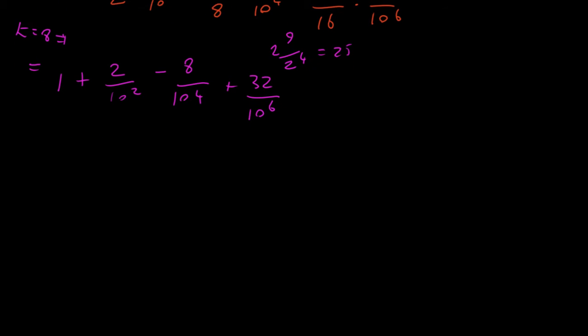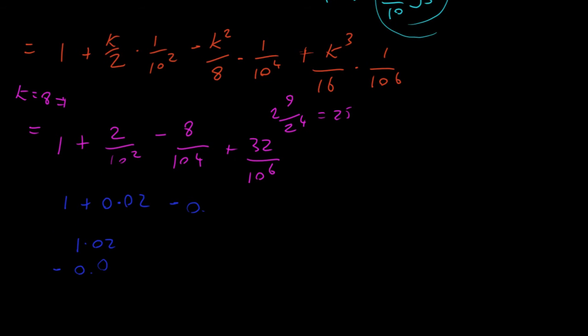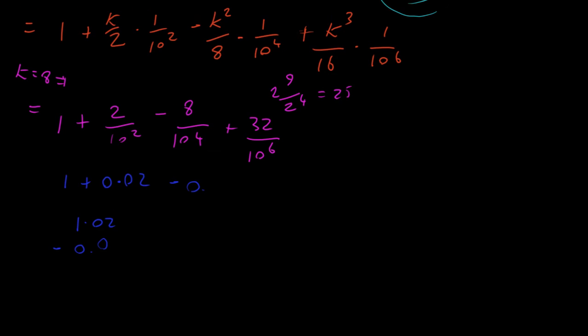As a decimal, that is what? Well, we have 1 plus 0.02, so that's obviously 1.02, minus 0.0... Are we sure it's 2? No, sorry, it's 4. My bad.